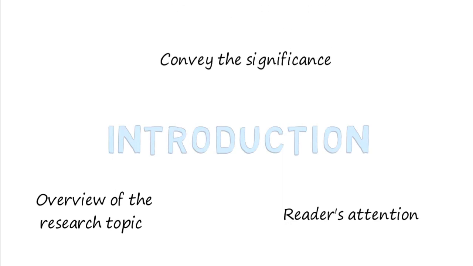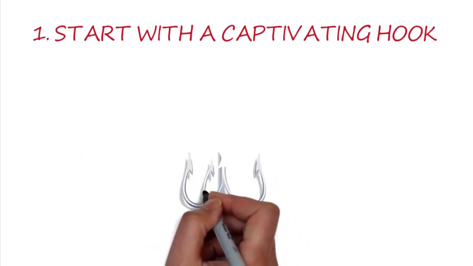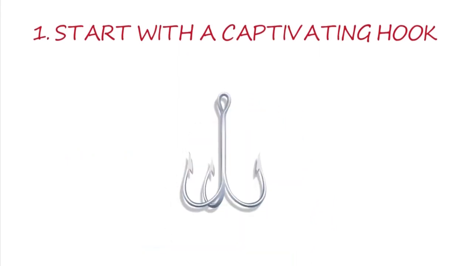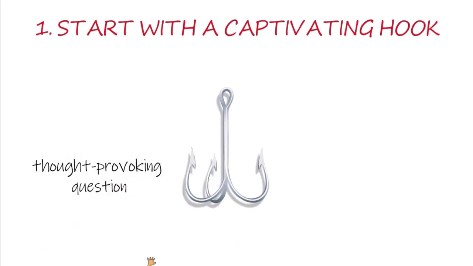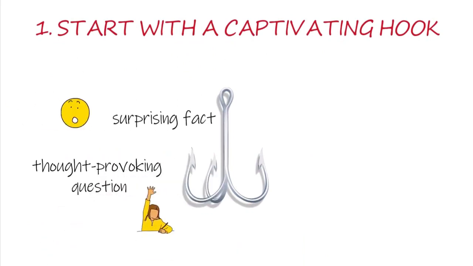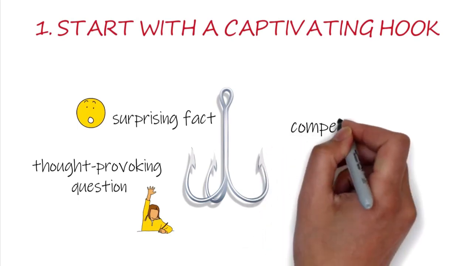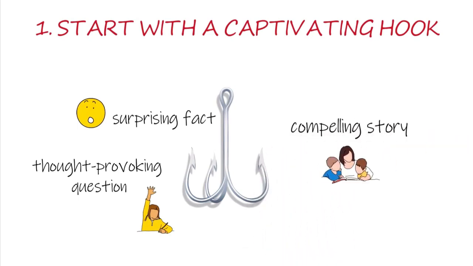Here are some key elements to consider while crafting an engaging introduction. 1. Start with a captivating hook. Just like any good story, a scientific article introduction needs a hook to draw in the reader. You can begin with a thought-provoking question, a surprising fact, or a compelling story related to your research area. The aim is to spark curiosity and make the reader eager to continue reading.